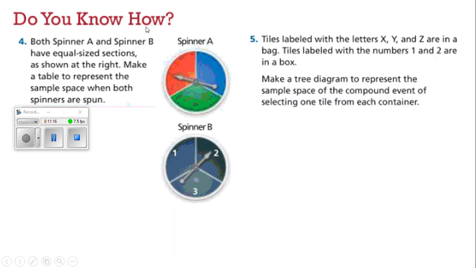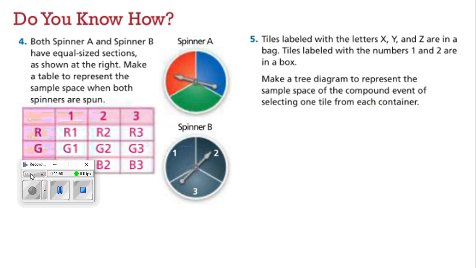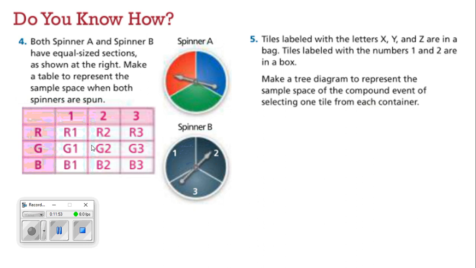Let's go to the Do You Know How? Number 4, both spinner A and spinner B have equal size sections. This is true, as shown on the right. It says make a table to represent the sample space when both spinners are spun. Well, it could be red and 1, red and 2, red and 3. It could be blue and 1, blue and 2, or blue and 3. It could be green and 1, green and 2, or green and 3. Well, let's see, that's 3 times 3. I think I'm going to get 9. Well, when we look, we've got 1, 2, 3, 4, 5, 6, 7, 8, 9 possible outcomes.